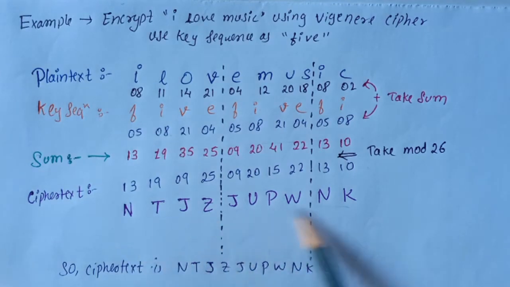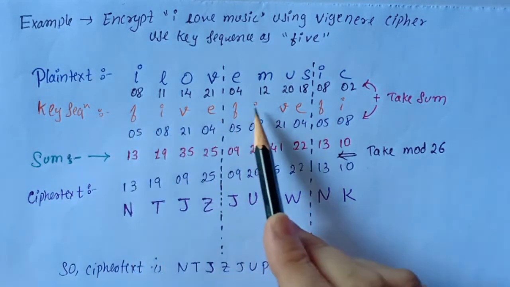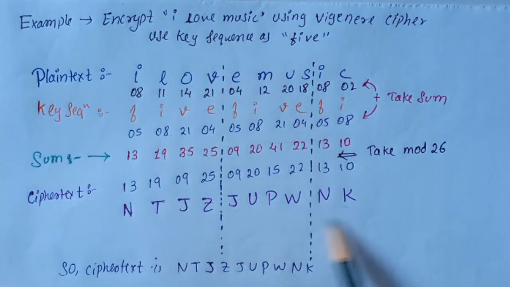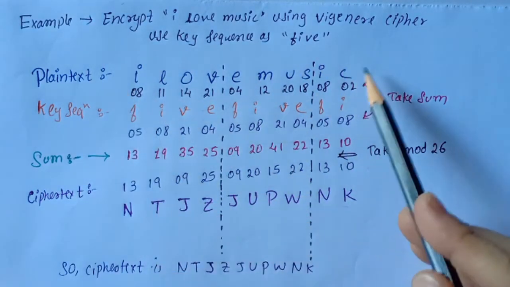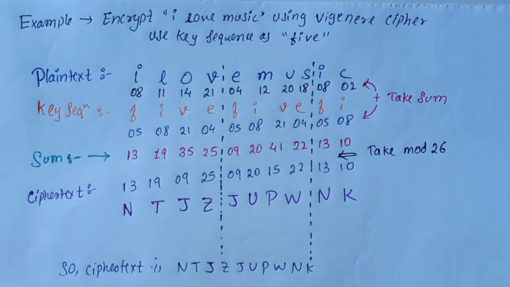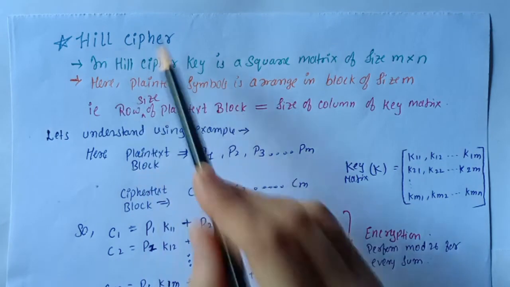Also we can decrypt this cipher text using the same key sequence, that is 5, repeating the key sequence until we cover all the cipher text. You can try this decryption by yourself, and also check whether you retrieve the same plain text or not. Now we will see another type of polyalphabetic cipher, that is Hill cipher.